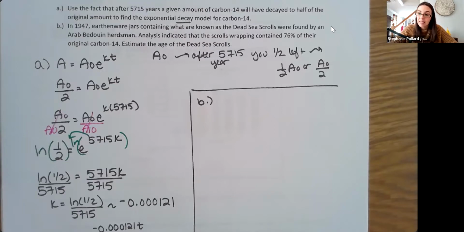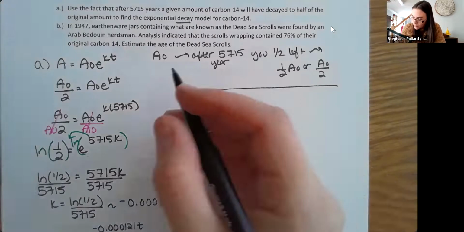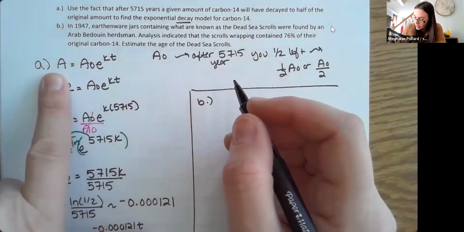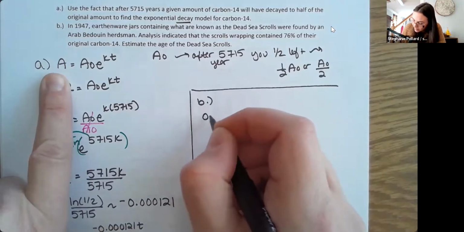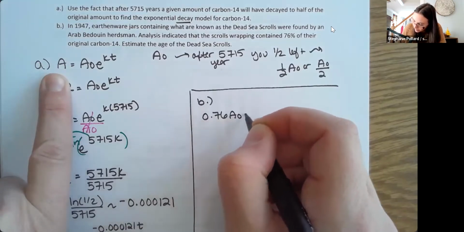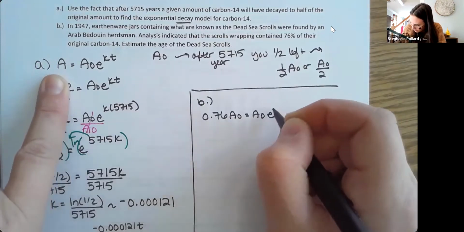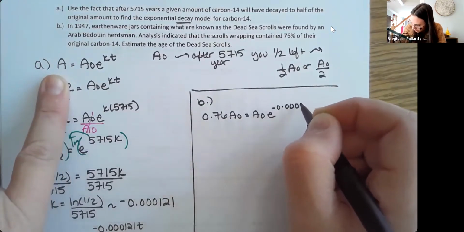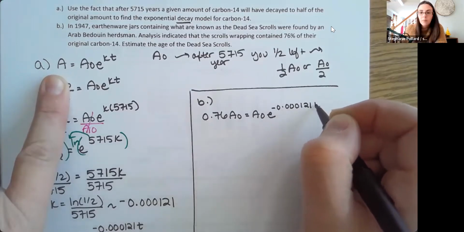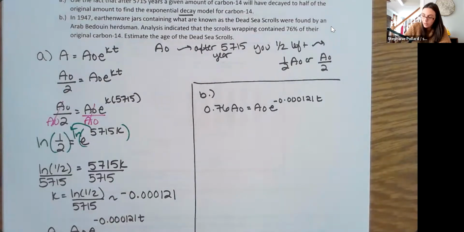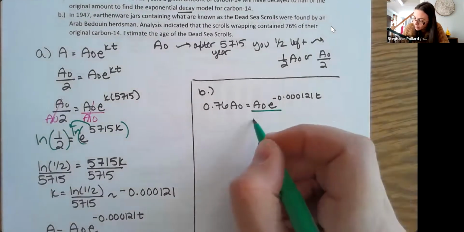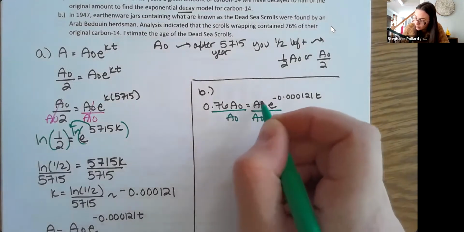So here we're given a percent of the amount that was left rather than a starting amount and an ending amount. When you have a percent, you set it up like this. Our ending amount here is not half, it's 76%. So I'd write it as 0.76 times A sub 0. This is 76% of whatever the original amount was. Now when I solve, I don't even need to know the original amount to do the math. I just need to know the percent that's left.